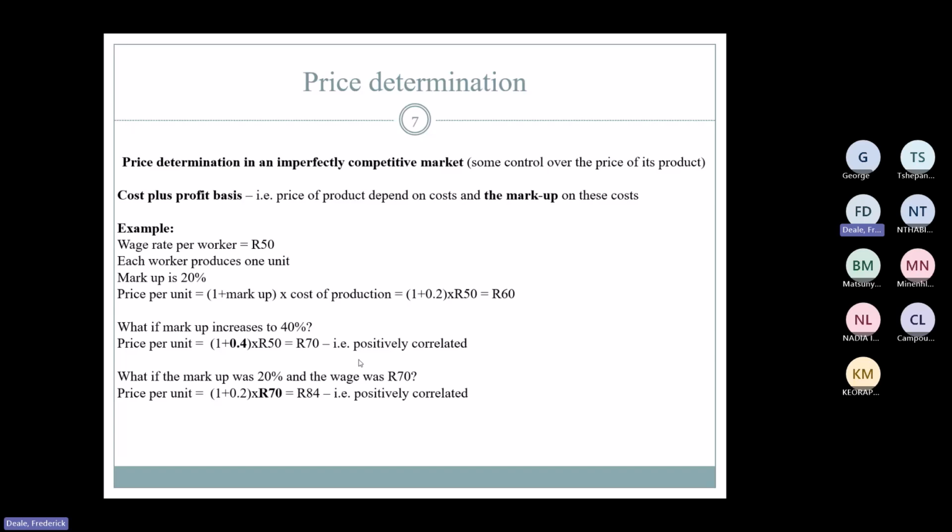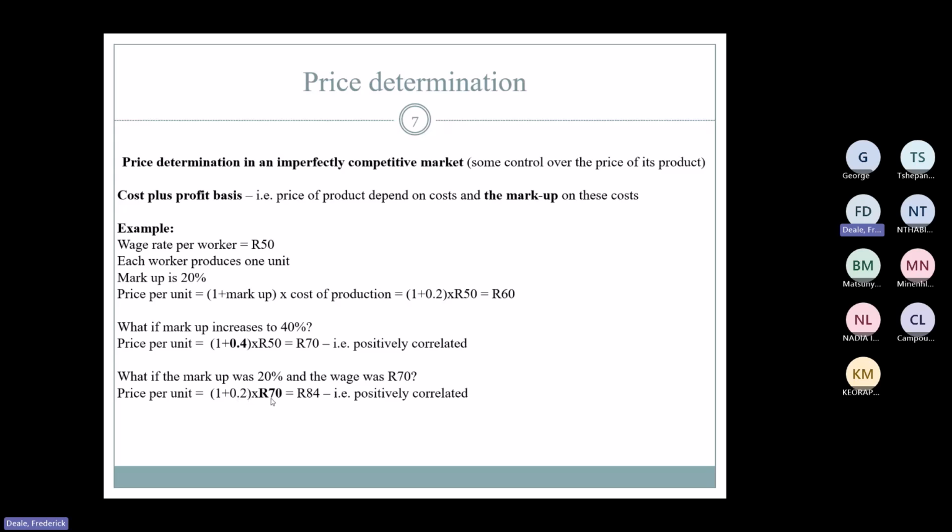Now, what if the markup was 20%, the same as what it was initially, but we paid the employee 20 Rand more? We paid the employee 70 Rand. So what would the price be then? Well, if we do that, we still use the 1 plus 0.2, so the 20% markup.